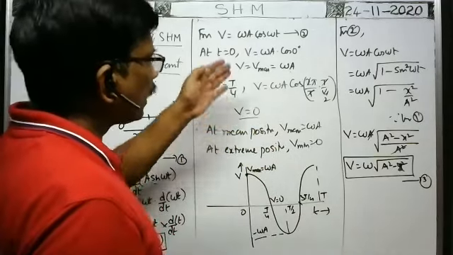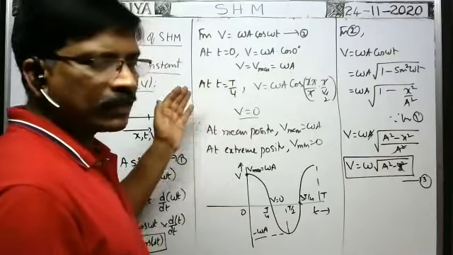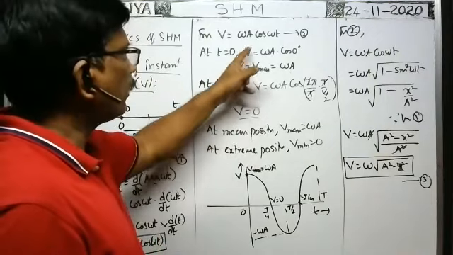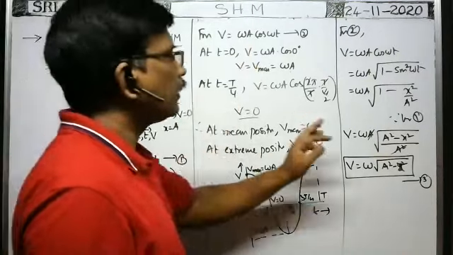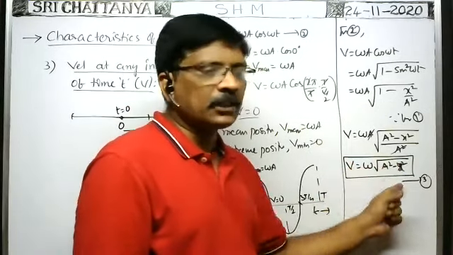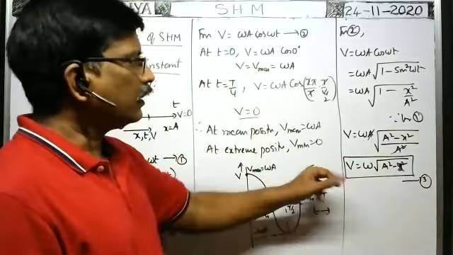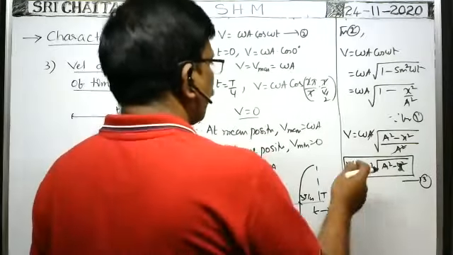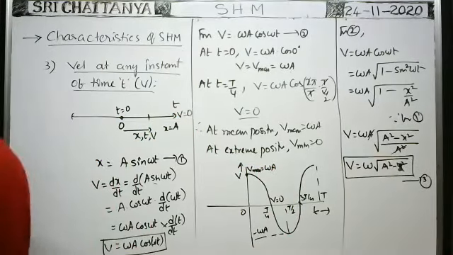Suppose if you are given time and they ask to find the velocity at any time t, by using this formula we can calculate. At any displacement x, if they ask the velocity, we have to use this formula. Now it is the velocity at any instant of time.